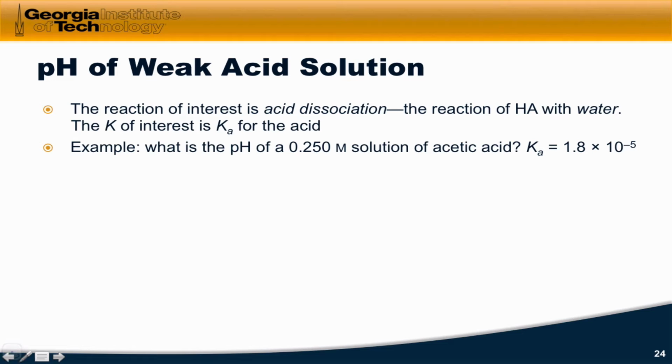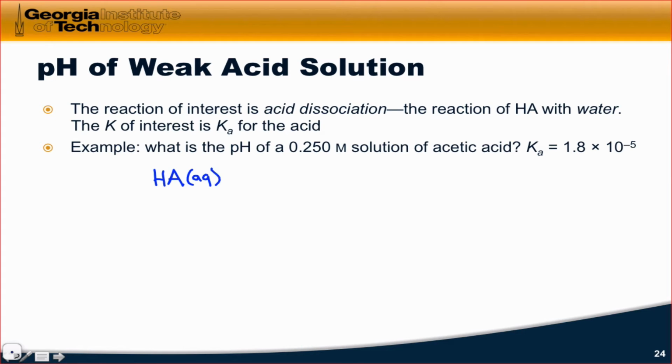What's the pH of a 0.250 molar solution of acetic acid? Let's just abbreviate acetic acid as HA. It has one acidic proton, that's really all we need to know. And the reaction of interest here is the reaction of acetic acid, HA, with water. The conjugate base, which is acetate anion, we'll just abbreviate as A-, and H3O+. This is step one, right? Writing out the balanced chemical equation.